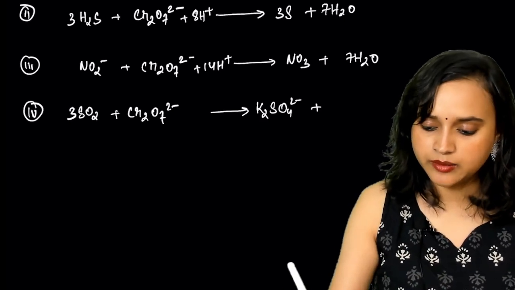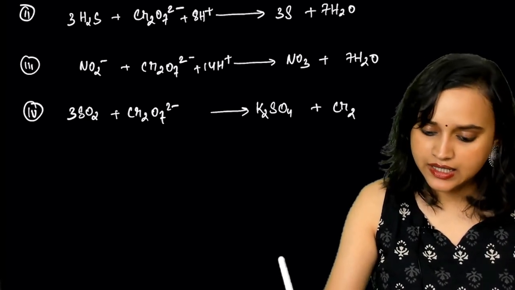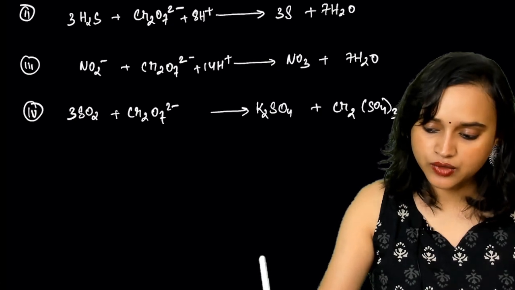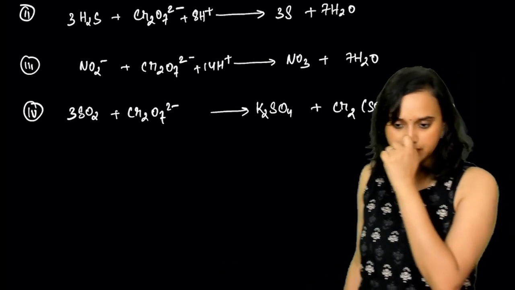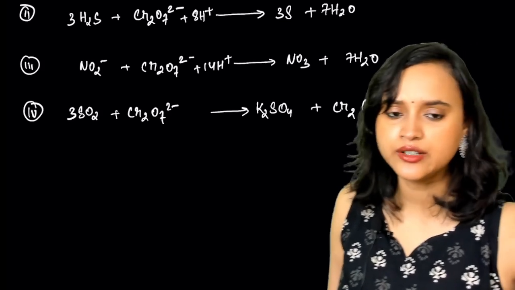Okay, now let me remove this minus. K2SO4 plus I can also have Cr2(SO4)3, and plus you will have 3H2O. I think sort of like this will be the equation. Not sure, please check it out. You can balance it also, right?